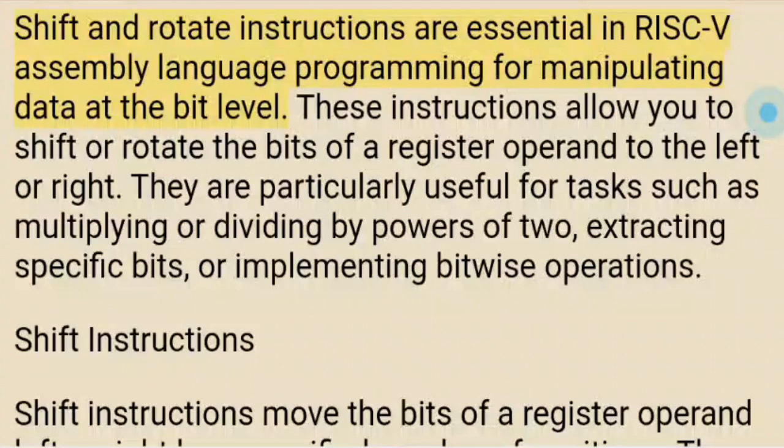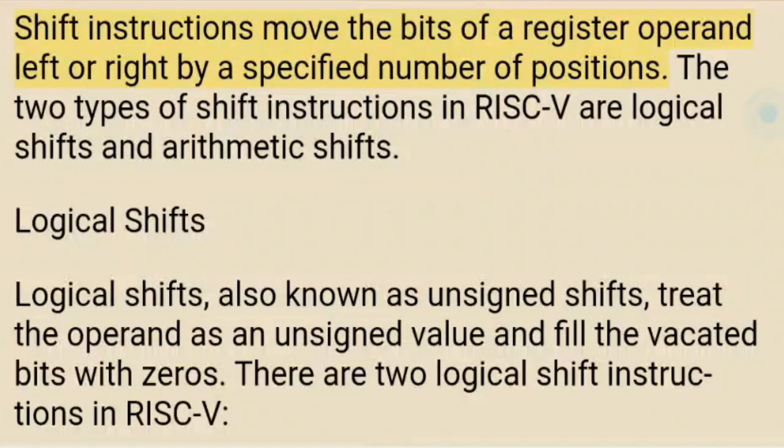Shift and rotate instructions are essential in RISC-V assembly language programming for manipulating data at the bit level. These instructions allow you to shift or rotate the bits of a register operand to the left or right. They are particularly useful for tasks such as multiplying or dividing by powers of 2, extracting specific bits, or implementing bitwise operations. Shift instructions. Shift instructions move the bits of a register operand left or right by a specified number of positions.